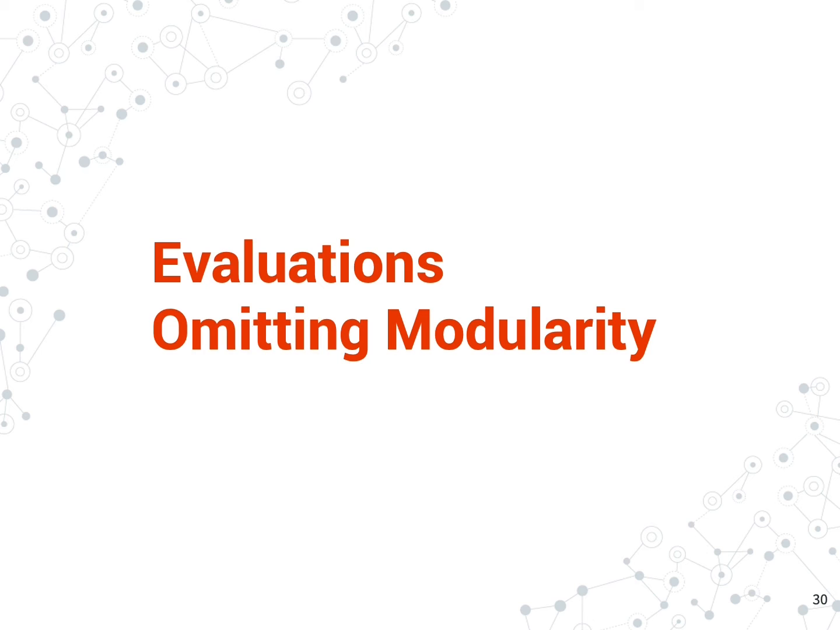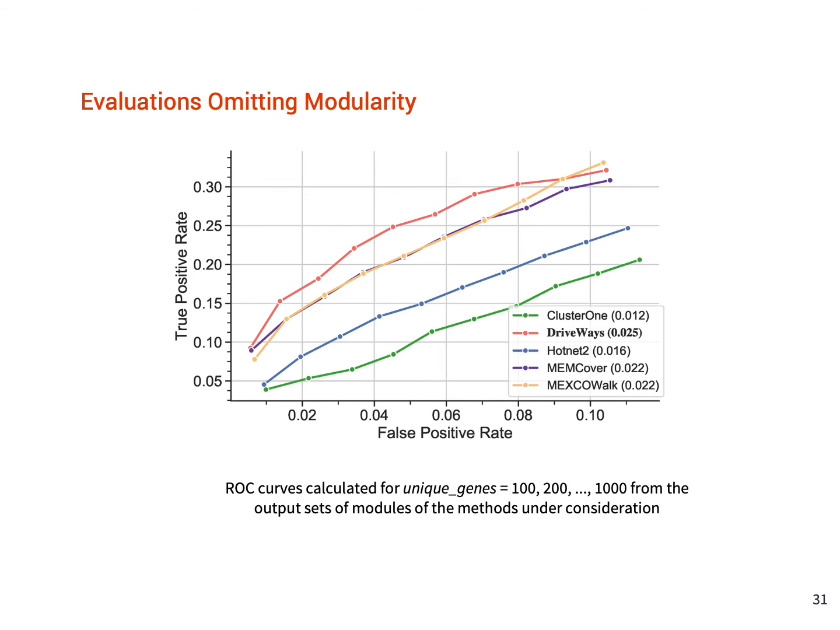For the first evaluation, we look at the output as the union of all the genes, and we call that evaluation omitting modularity. What we do is run the algorithms to output 100 to 1,000 unique genes in incremental steps of 100, and for each output, we look at the overlap with CGC genes, and then we plot this curve. As you can see, DriveWays has a higher area under the curve, so it was doing a good job at recovering known cancer drivers.